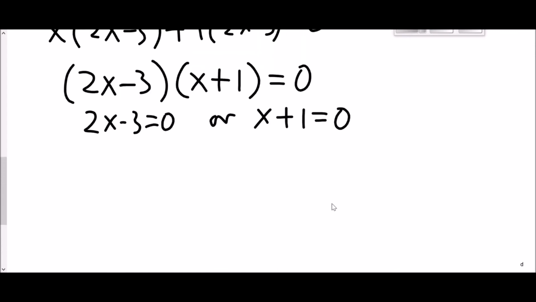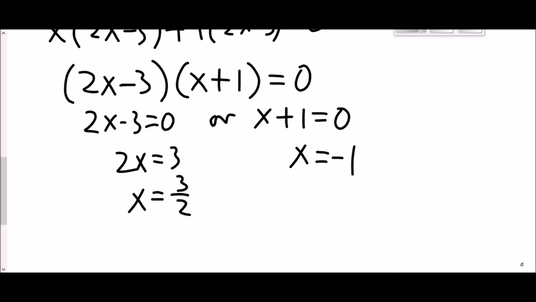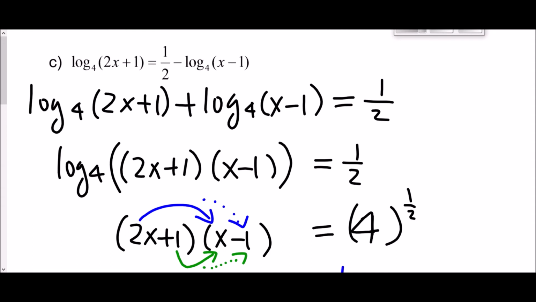Anyway, so let's quickly solve this. 2x is 3, x is 3 halves. That's one answer. Another answer is x equals negative 1. Last but not the least, let's check the NPVs, sorry. So you have 2 to check. So check for NPVs.